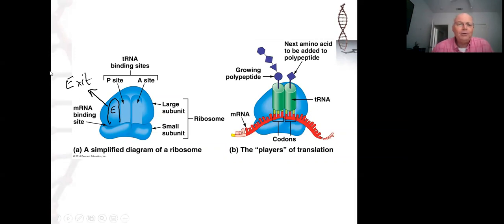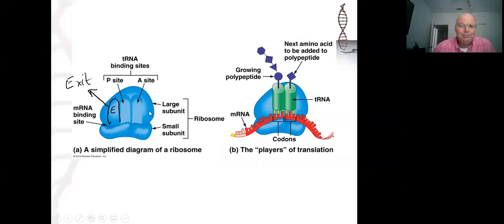because it is through the E site that the tRNAs exit the ribosome when their job is done. The P site always contains a tRNA that has the polypeptide attached to it. The A site always has the tRNA with the next amino acid to be added to the polypeptide attached to it. So P for polypeptide, A for amino acid. That's the easiest way to remember it, and of course, E for exit.